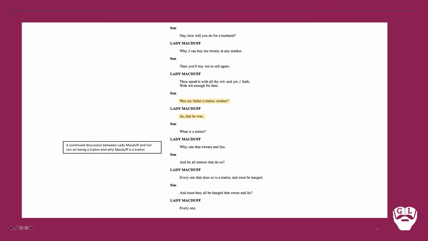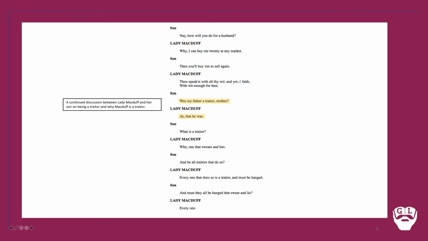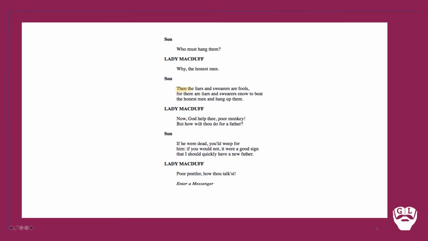This is a continued discussion between them, and why Macduff is a traitor. And we get this continued sense of wordplay further down, and this idea of traitors, and there's more traitors than good people, so he wouldn't die for that. The son says the liars and swearers are fools, for there are liars and swearers enough to beat the honest men and hang up them.